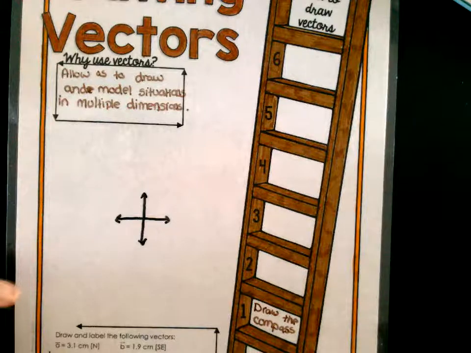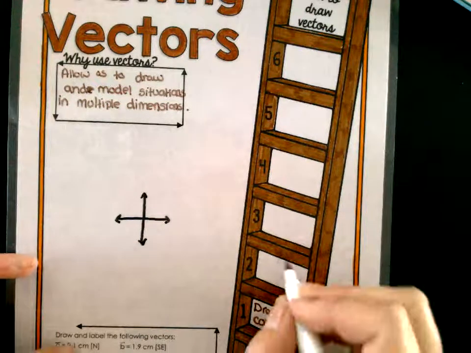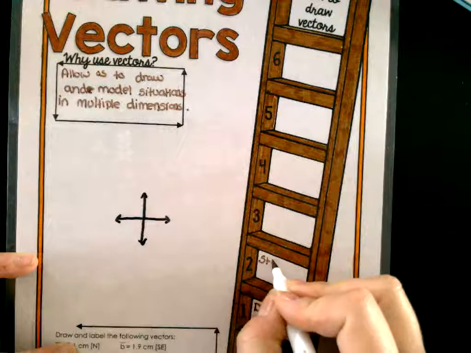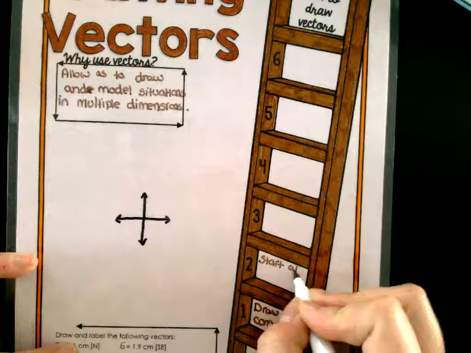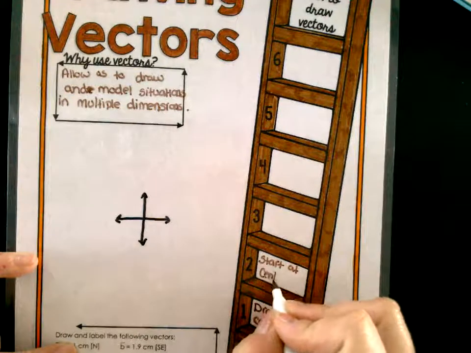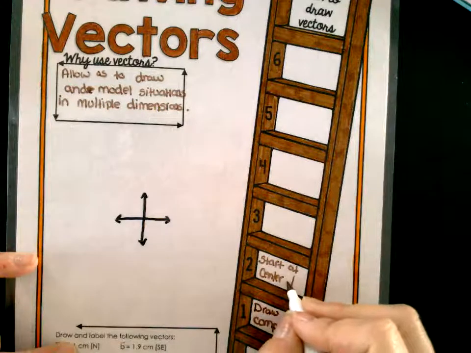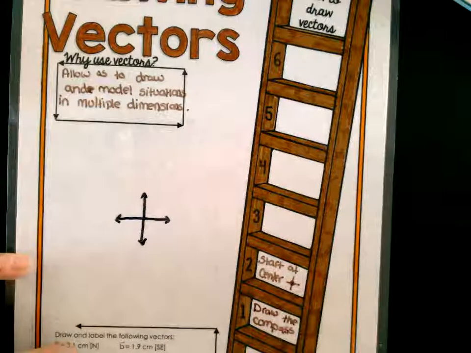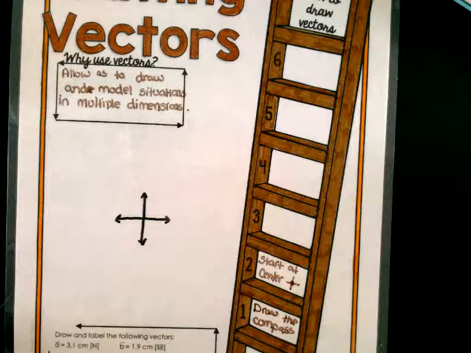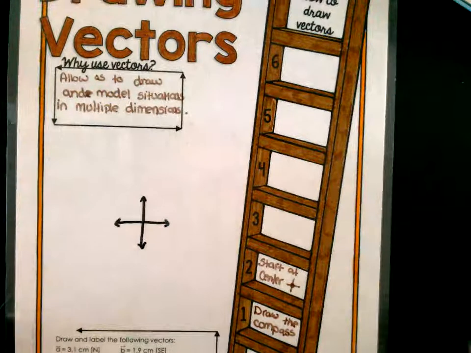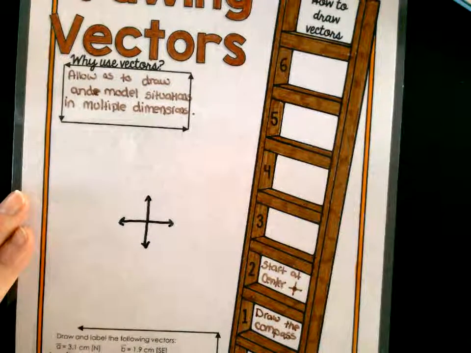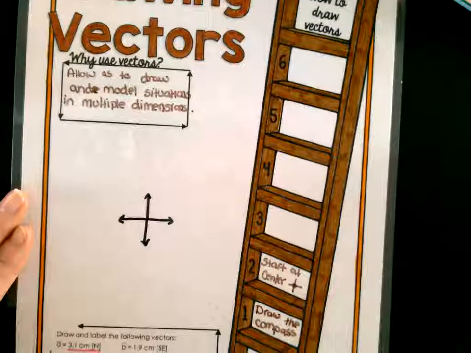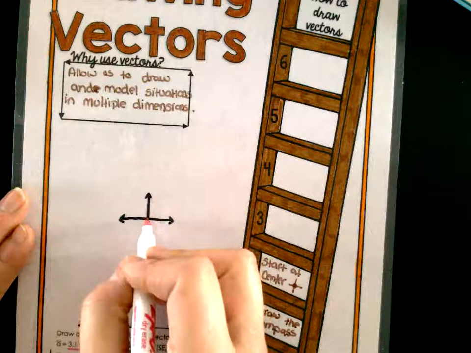Step number 2 when we're drawing a vector is we want to start at the center. Because the center is 0, 0. So if this was your compass, there's your center. It's the 0, 0. So if I was going to draw vector A, and I'm just going to underline this in pink because I'm going to draw vector A in pink down here, I'm going to start right here.